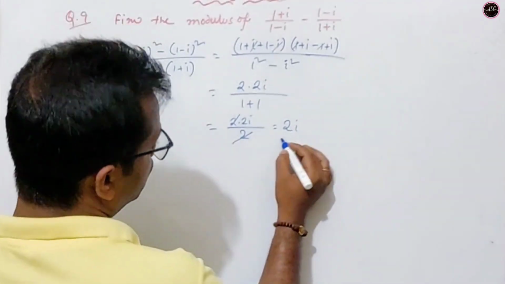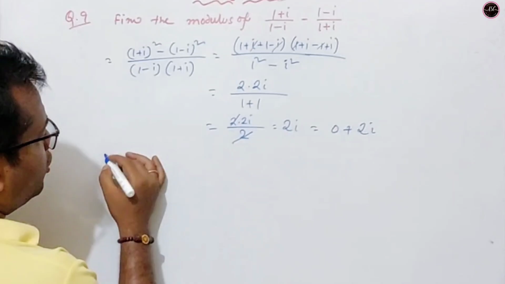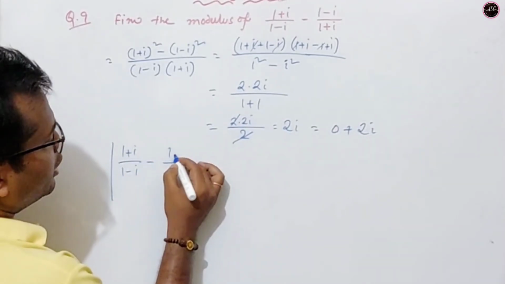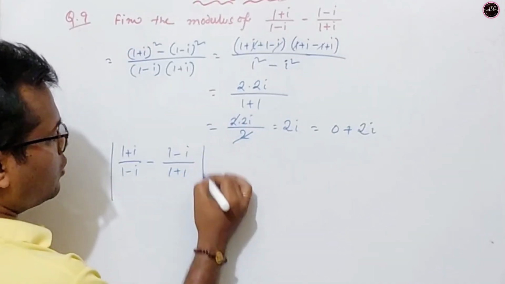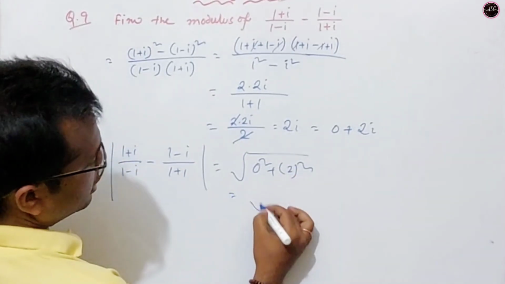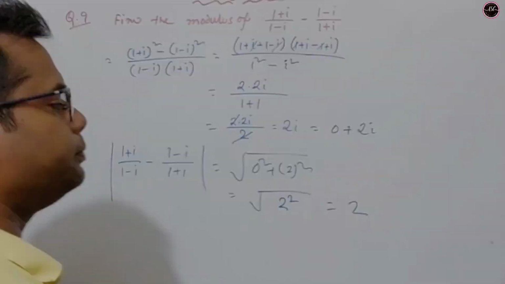Okay. So this can be written as 0 plus 2 into i. So the mod of 1 plus i divided by 1 minus i minus 1 minus i divided by 1 plus i equal to root of 0 square plus 2 square. So we have 2 square, that means 2. Okay. Then look at this question.